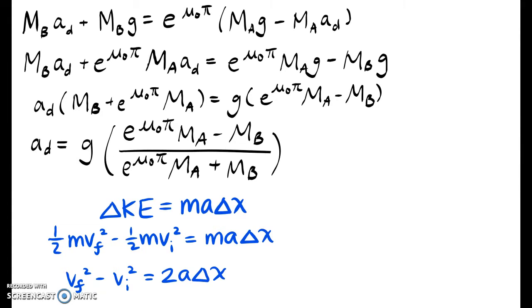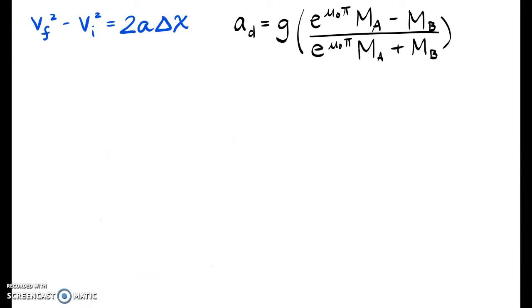And here, when B is moving downward, we know what v final and v initial are, and we just solve for AD, the acceleration, and now we can solve for delta x. Once we solve for delta x, we can use this value of delta x again later on to solve for v1, using a similar equation. So we have our two equations, and now let's solve for delta x.